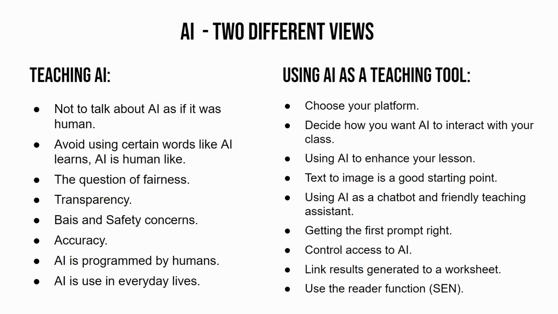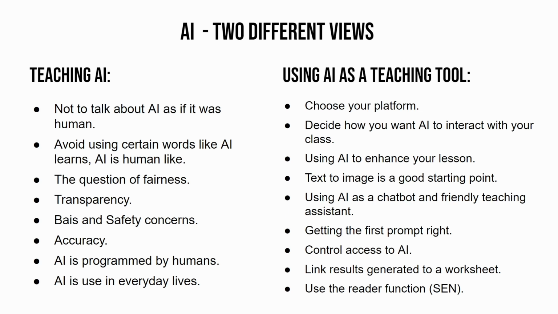If you're going to do that, then you need to get the first prompt absolutely right, because that will set the chatbot up in a particular mode. You need to be able to control access to AI. So at the moment we can switch AI on or off, or we can switch it on for particular year groups and off for particular year groups. At the moment it's on for everybody.